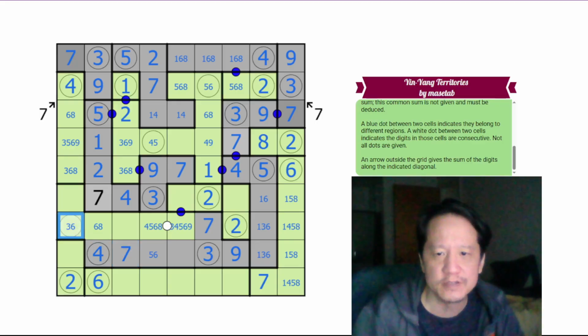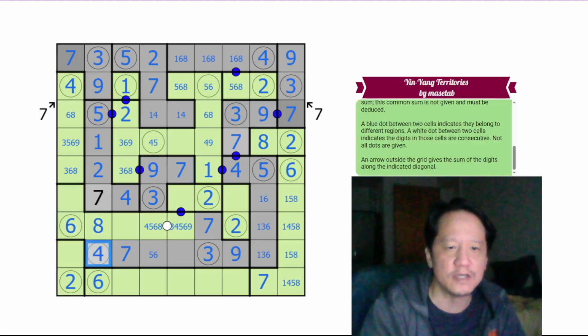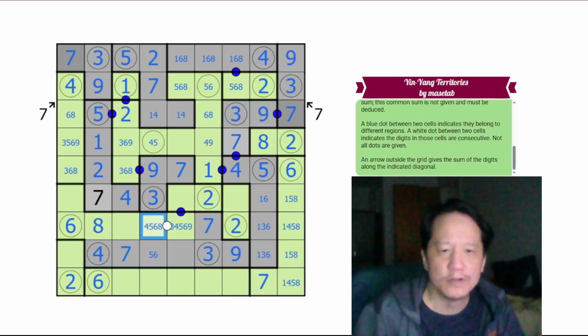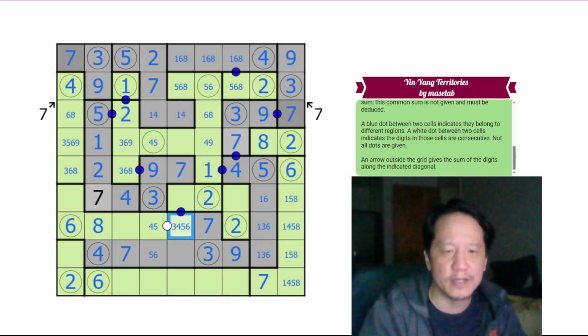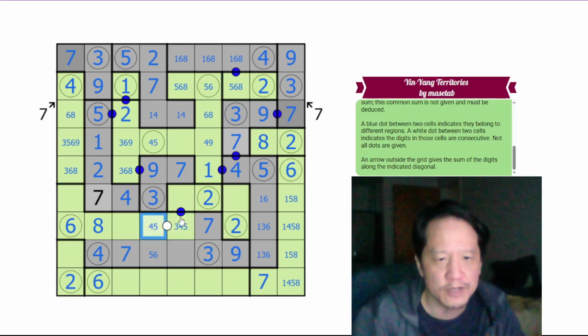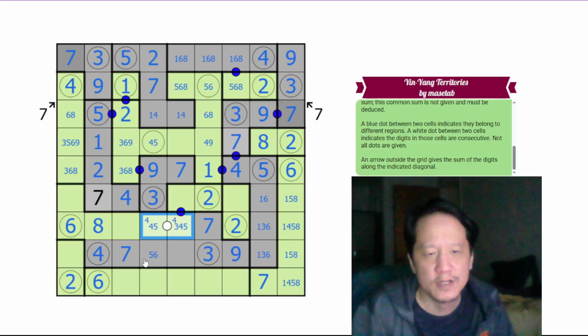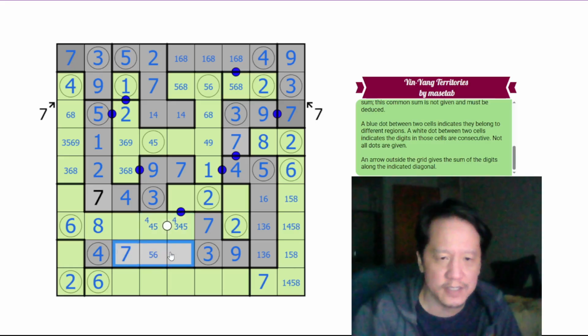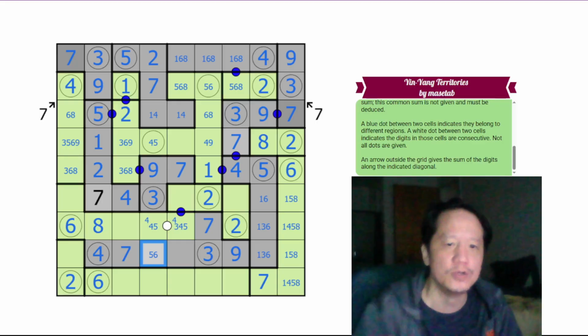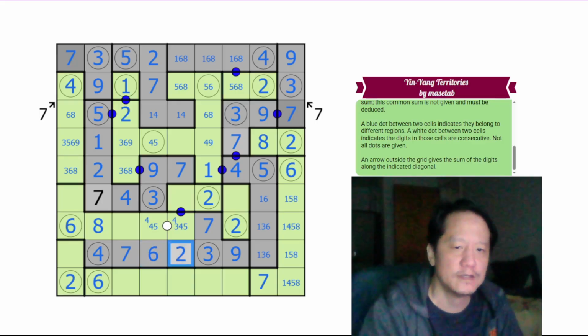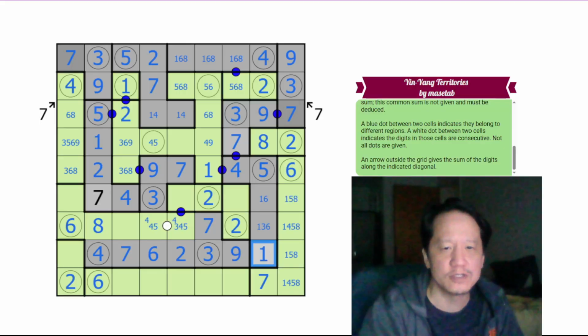So then there's 4. This is 6. This is 8. No 6 or 8 here, so this can't be 9. This is 4, 5, no 6 there. We're guaranteed a 4 in one of these cells. This is then 4, 7, 6, and 2 to add up to 19. This can't be 3 or 6. It's 1, which makes this 6, which makes that 3. This cannot be 1 here, so it's 5 and 8, 5 and 8.